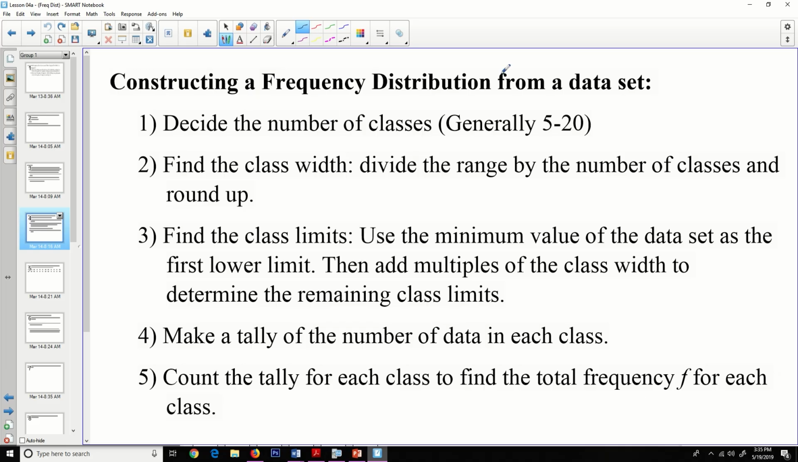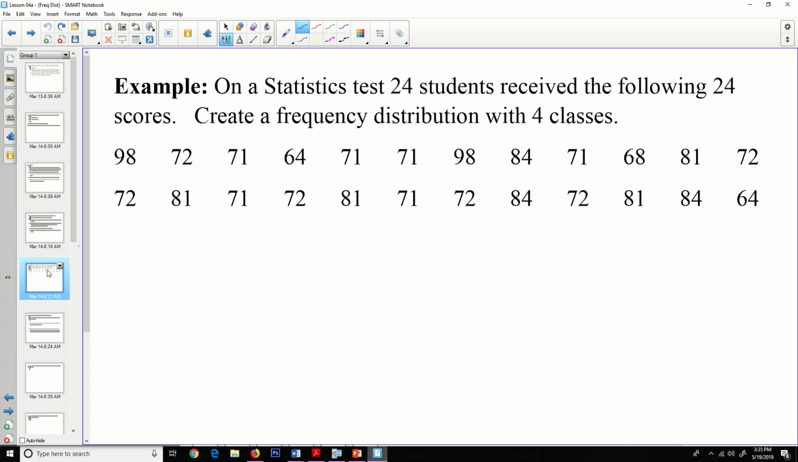So we're going to follow this set of steps, and we're going to do it with our first example, and we're going to use this data set for the remainder of the lesson here. And so this example is going to say, on a statistics test, 24 students received the following 24 scores. Create a frequency distribution with 4 classes.